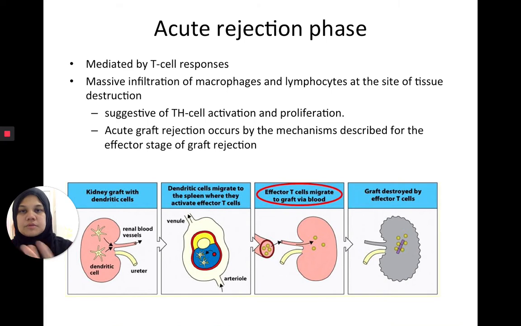The next one would be the acute rejection phase. This is mediated by T cell responses, and it is characterized by the infiltration of macrophages and lymphocytes to the site of the tissue. This is better explained by the effector stage that we saw a few slides ago.